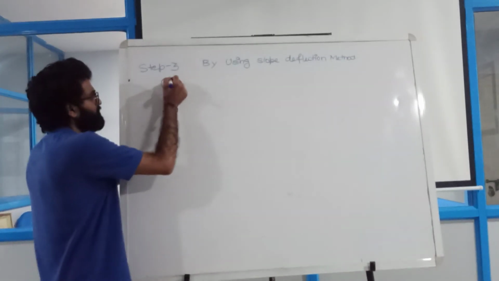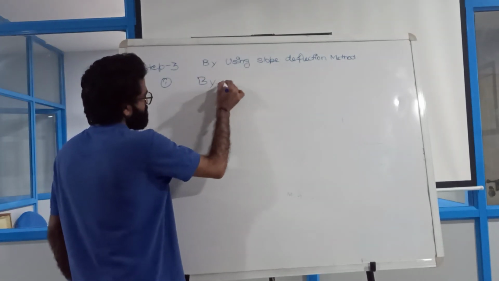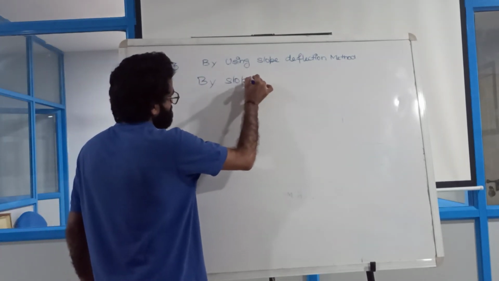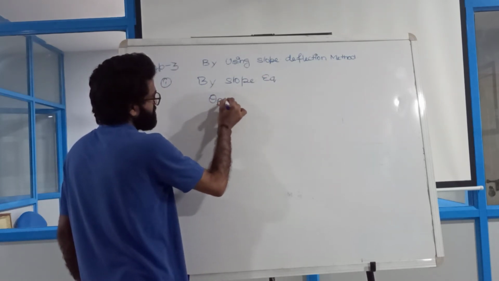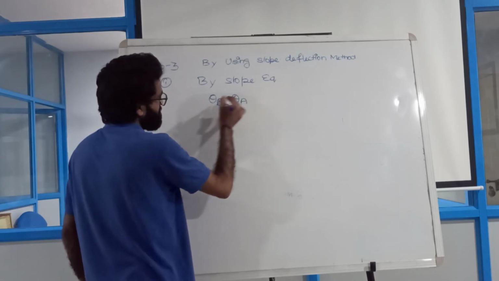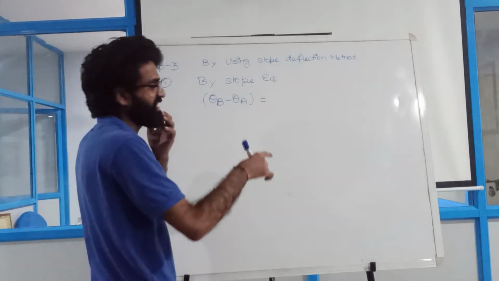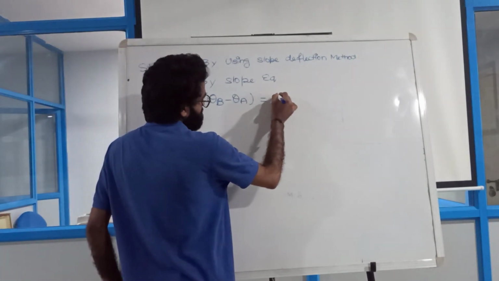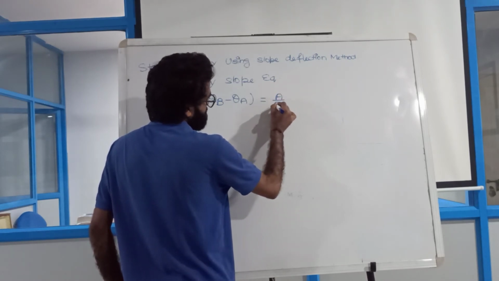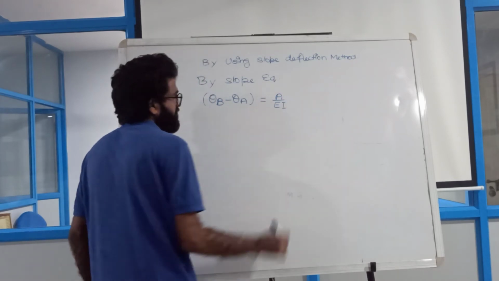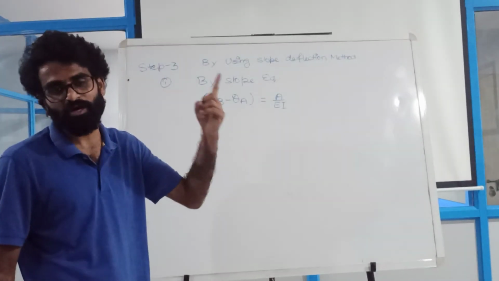First I will use the slope equation. All of you know what the slope equation is. The slope equation, also called the Mohr equation, is theta B minus theta A is equal to the area of the moment diagram divided by EI.